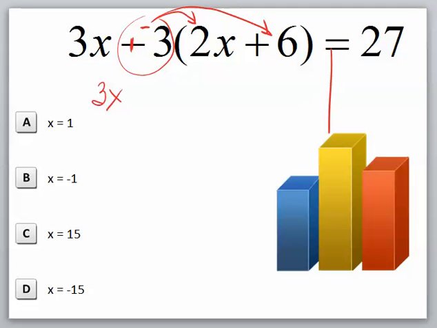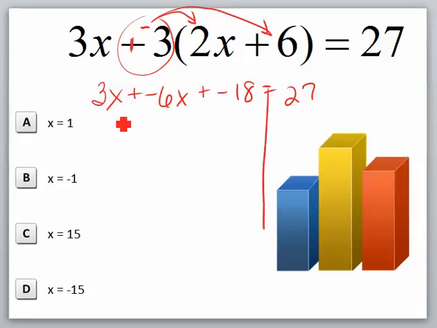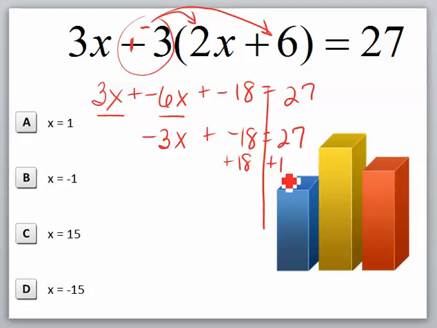So I end up getting a 3x, and then a negative 3 times a positive 2 is a negative 6x, and then a negative 3 times a positive 6 is a negative 18, equals 27. We'll combine like terms and end up getting a negative 3x plus a negative 18 equals 27. And get rid of the negative 18 by adding 18 to both sides. That ends up giving me a 45. And then I'll divide by negative 3 on both sides. And I get x is equal to negative 15.